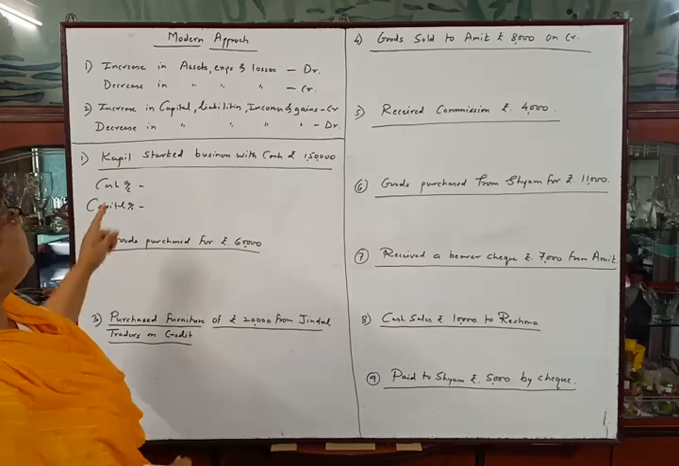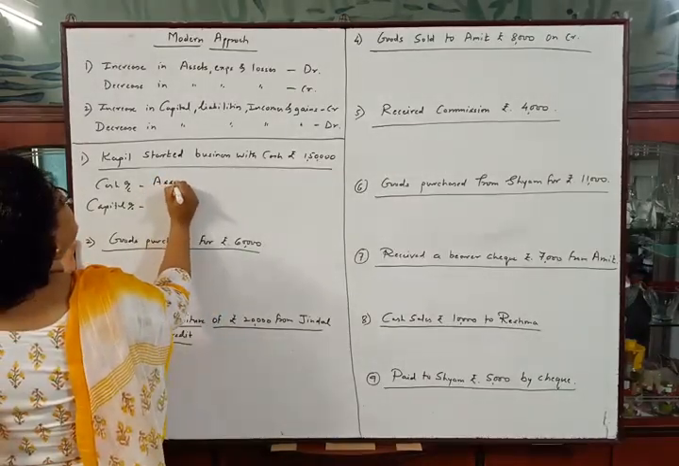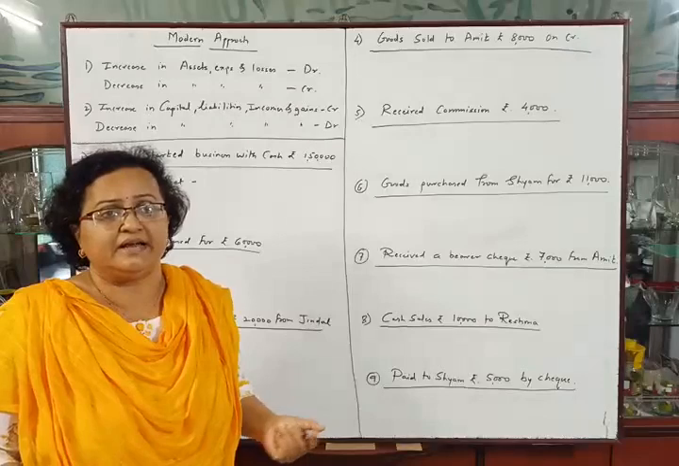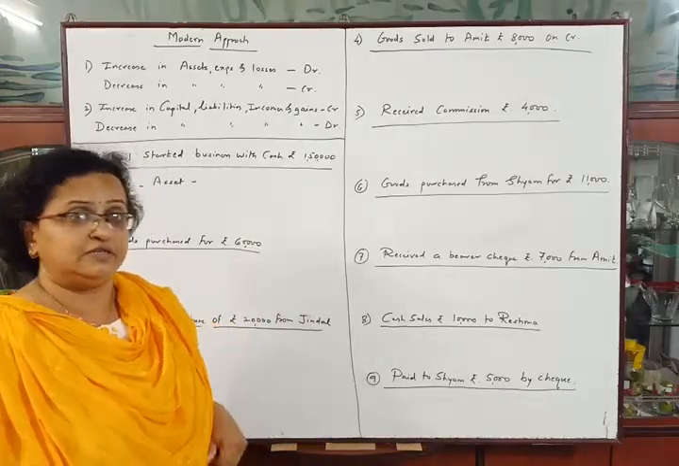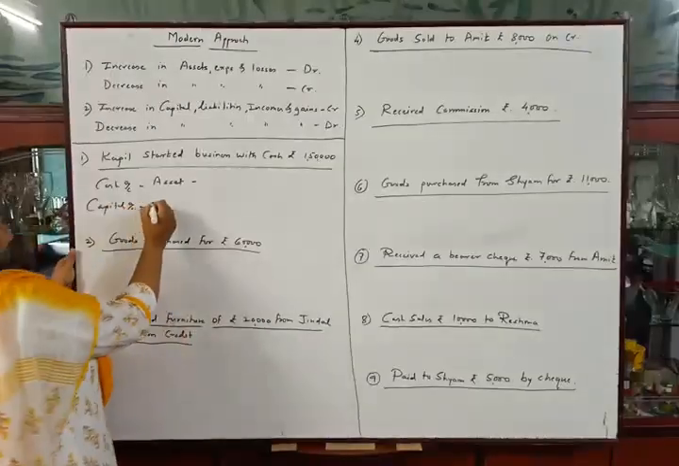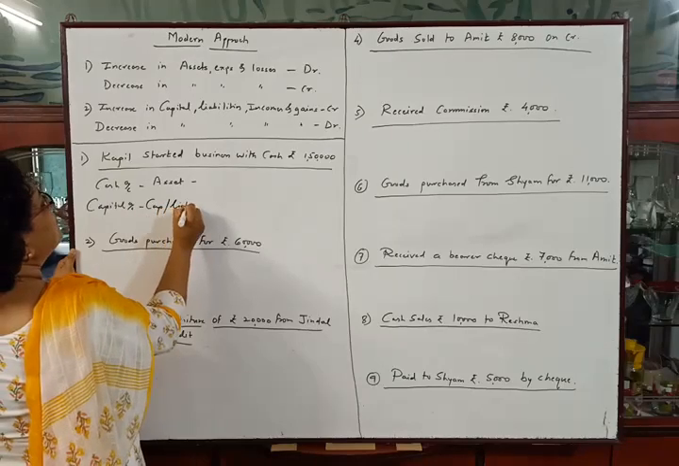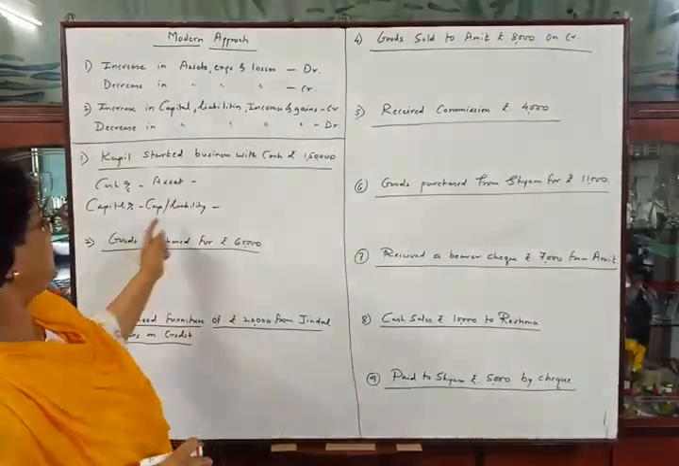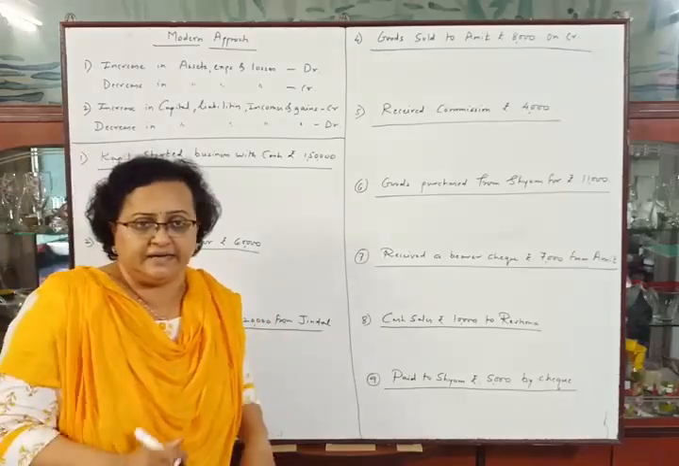Okay, we know that cash is our asset, so I will write asset here, and capital is owner's capital, that is Kapil's capital. It is the liability of the business towards the owner, so we can write here capital or liability. Okay, for better understanding we can write like this. Now we will decide debit and credit.